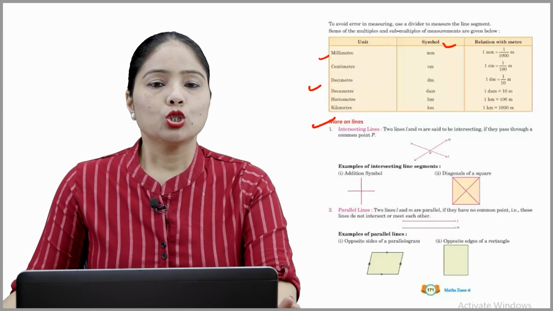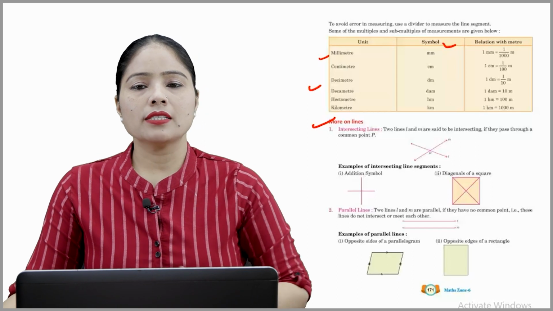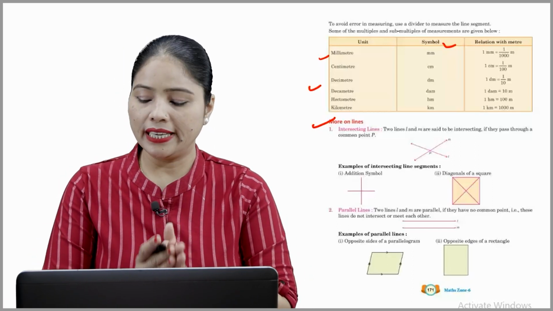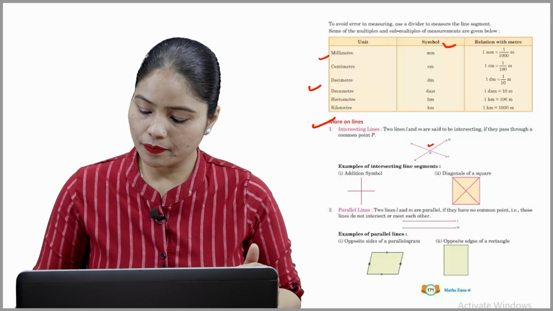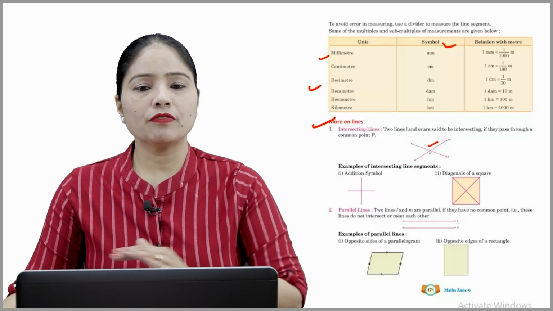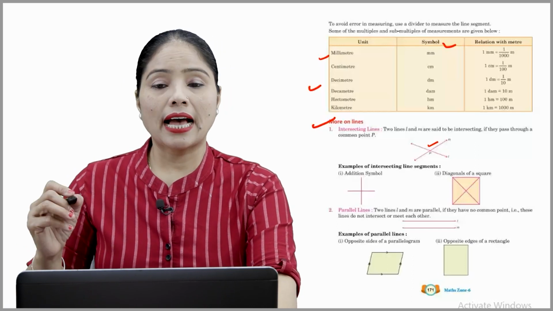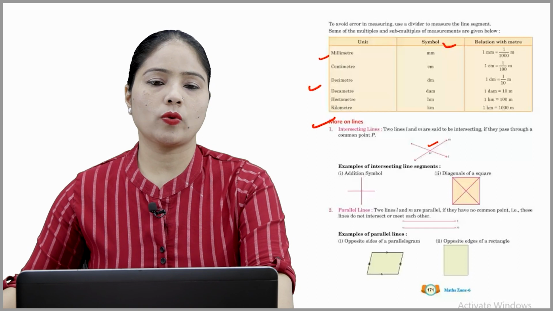Intersecting lines. Two lines L and M are said to be intersecting if they pass through a common point P, like this. Okay, examples of intersecting line segments are like an addition symbol, like that, and diagonals of a square.